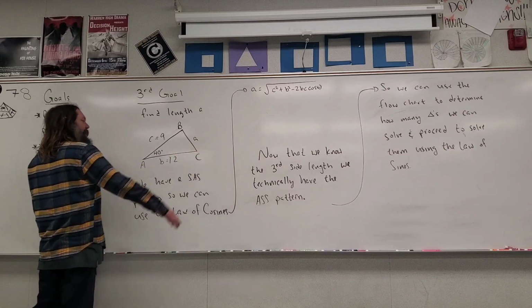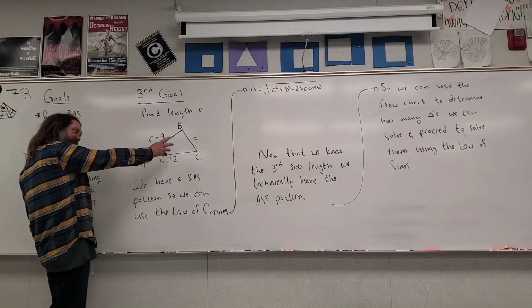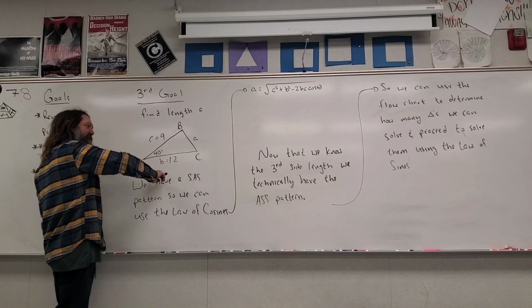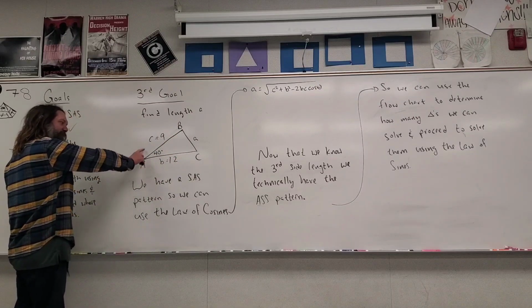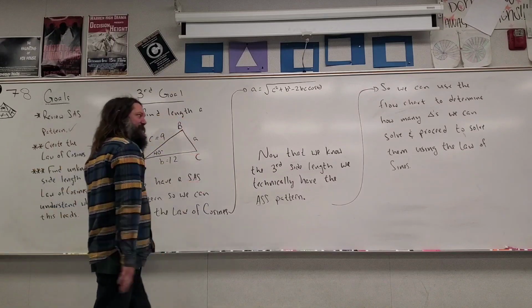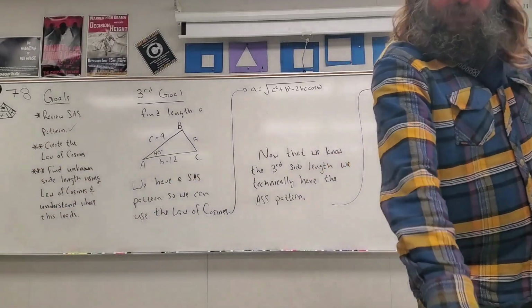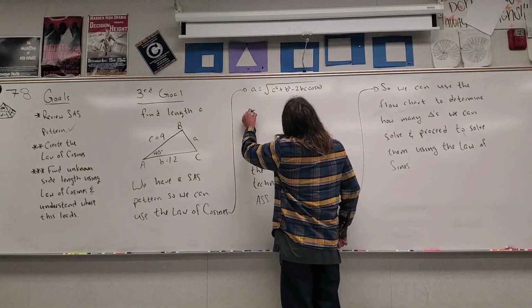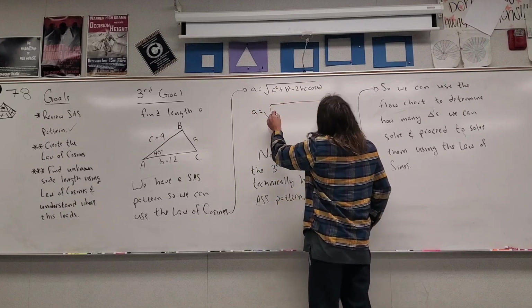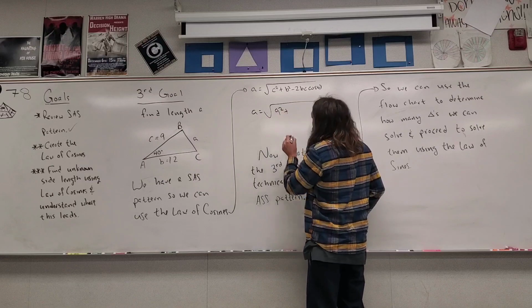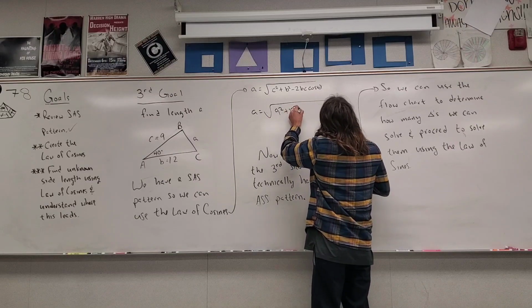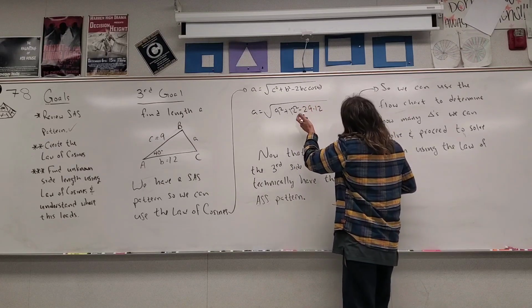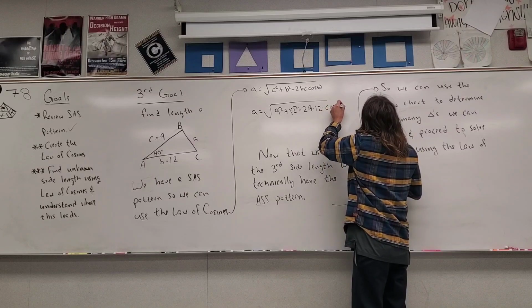Let's find the length of A. Here's an example where the measure of angle A is 40 degrees, side length C is 9 units, and side length B is 12 units. We have a side angle side pattern, so we can use the law of cosines. Let me get my calculator to use my law of cosines, but I would like to see you guys plug in. So A is equal to the square root of 9 squared plus 12 squared minus 2 times 9 times 12 times cosine of 40 degrees.